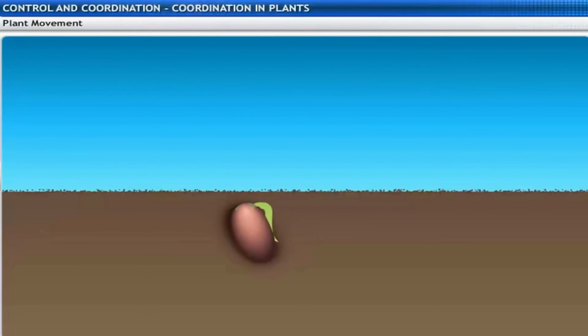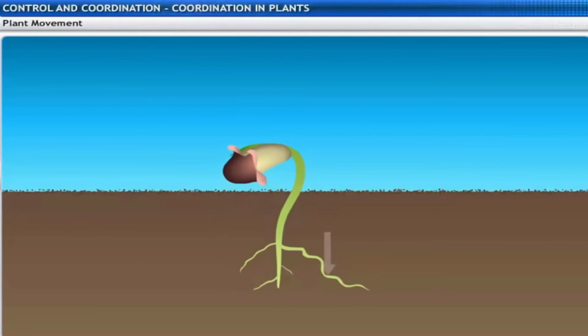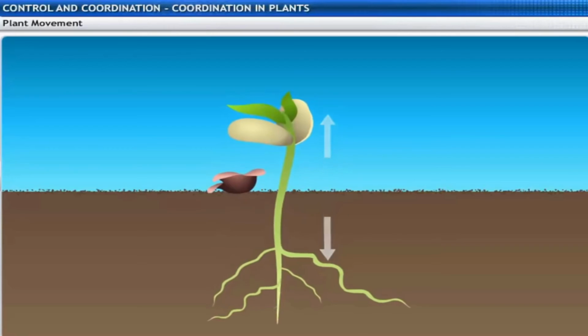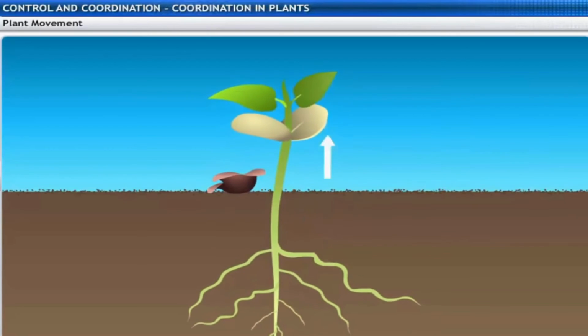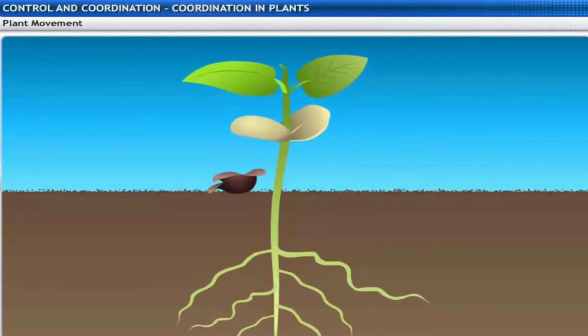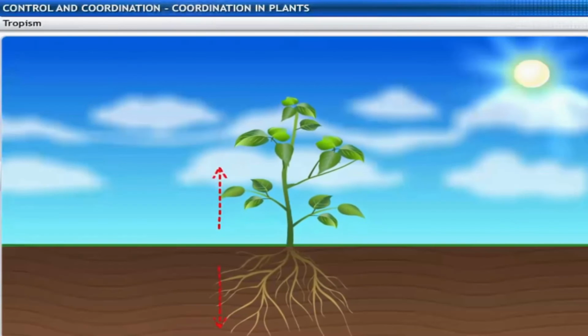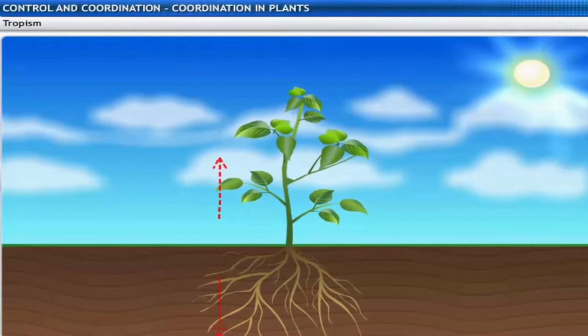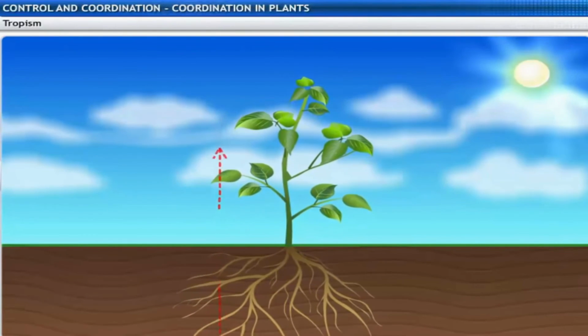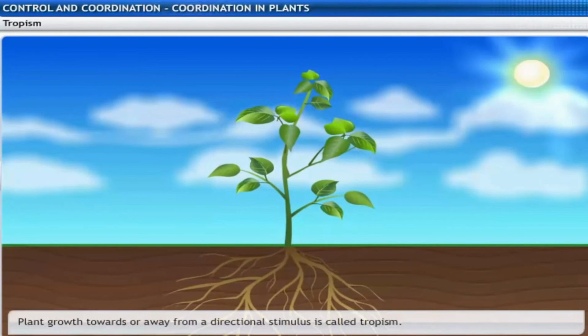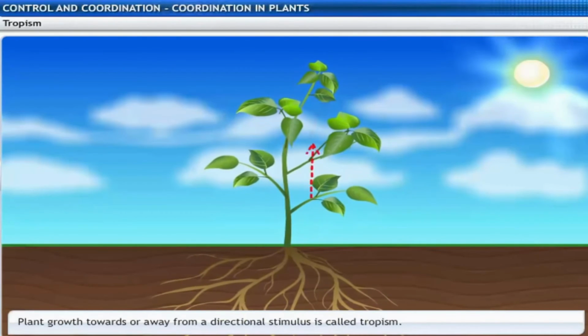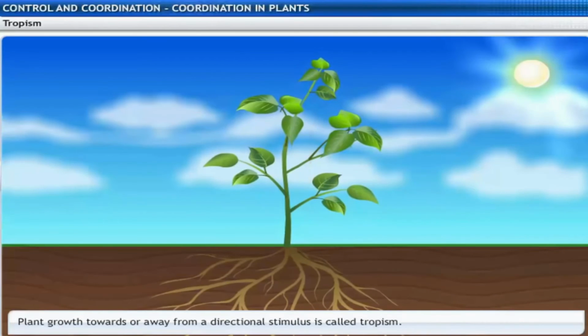However, when a seed germinates, the root grows downwards while the stem grows upwards into the air. This movement of a plant is an example of growth. Plant movement during growth of the plant can be directional or non-directional. If movement occurs in the direction of the stimulus, it is known as tropic movement.